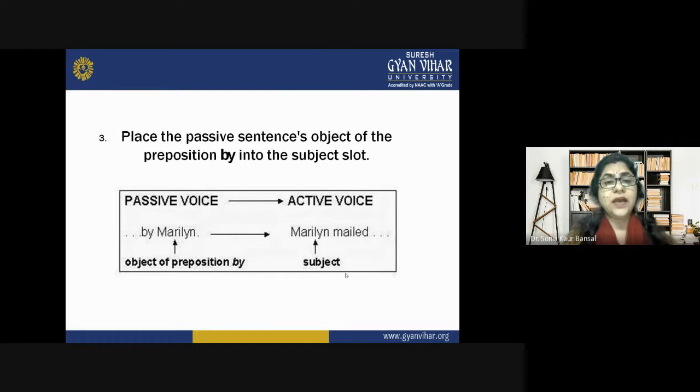Now, let's have a look at rule number 3. Place the passive sentence object of the preposition "by" into the subject slot. This is "by Merlin", the object of the preposition "by". We talked about the prepositional phrase, that was "by Merlin". Now, we are removing "by" when we are converting the passive voice sentence into active voice. So, Merlin will now become the subject slot in the active voice and "by" will be removed. Understood, students? This is very simple if you practice more and more.